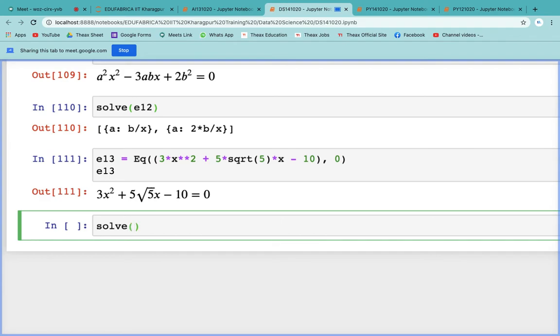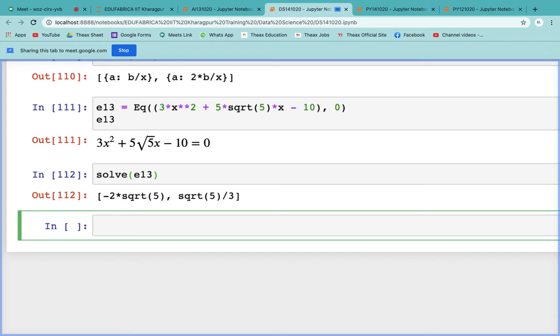Just solve and tell the answer quickly. Minus 2 root of 5, and square root of 5 by 3. Root 5 by 3. Alright, good answers. This is to be done.